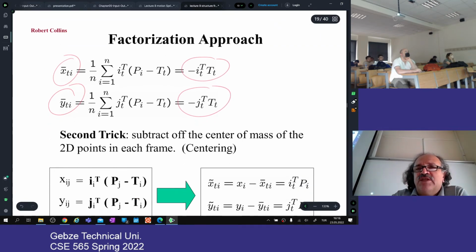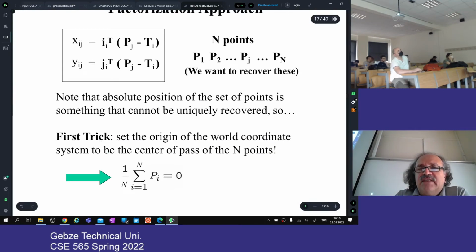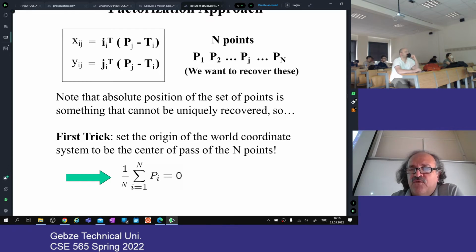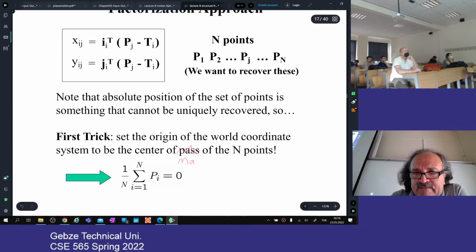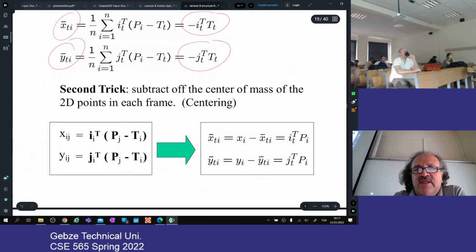That was the first trick. The first trick came from this one. I set the origin of the world coordinate system to be the center of mass of the endpoints. Okay. The second trick now, we are going to do this.